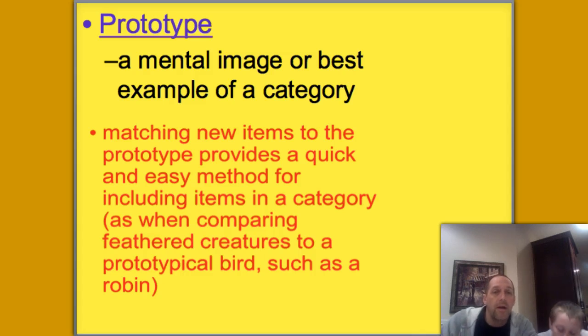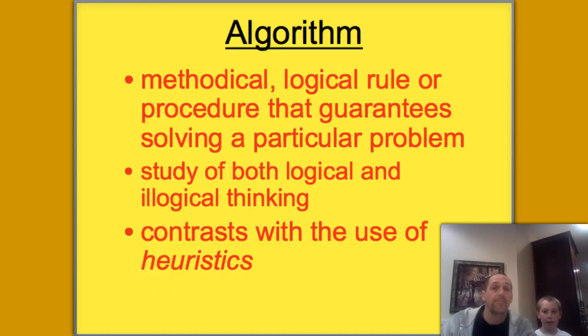And now we're talking about how we solve some problems here. An algorithm is a methodical, logical rule or procedure that guarantees solving a particular problem. If you follow the algorithm, you're going to solve the problem. It's the study of both logical and illogical thinking. Contrast this with the use of heuristics, which I'll define in a moment.